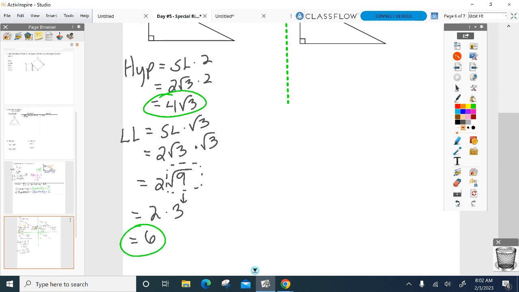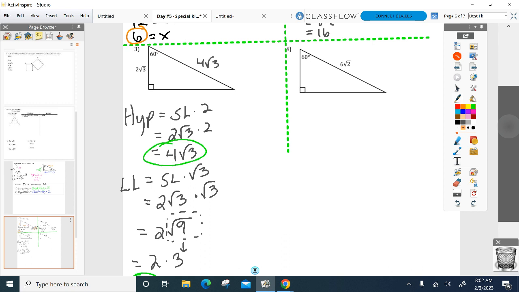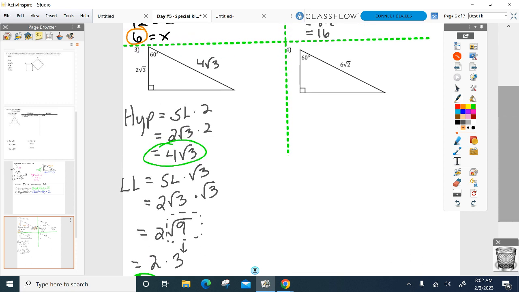I have a question. Yeah, go ahead, Alec. Could we just take the shorter leg, multiply by 2, and just get 12 for the hypotenuse? Yeah. That's fine. Wait, 12 for the hypotenuse? Where are you getting 12 from? 6 is the longer leg. It's the shorter leg times 2 to get the hypotenuse. I thought that this leg was the longer leg for some reason. Okay, you good? Yeah. All right.